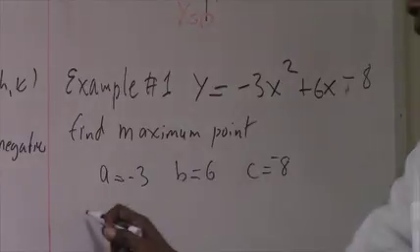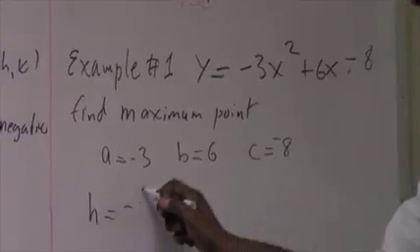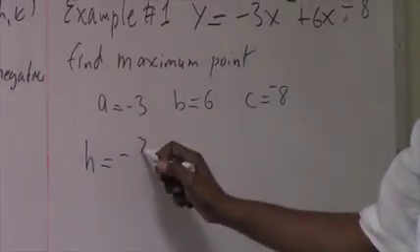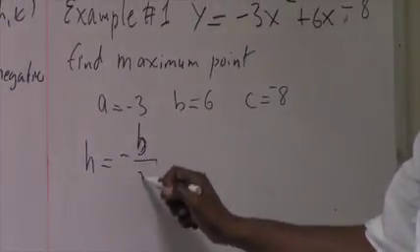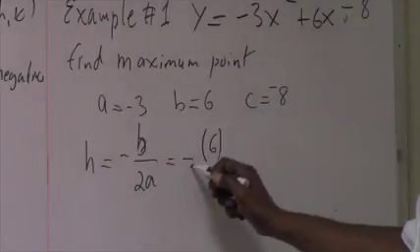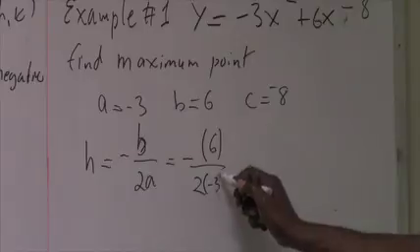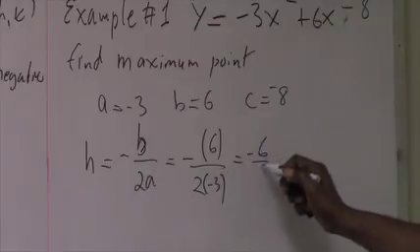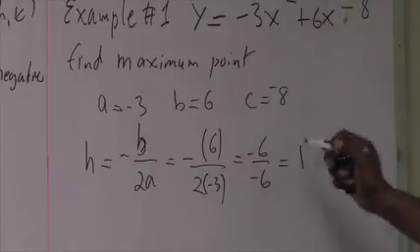To find h, we do h equals negative b over 2a. So I have negative 6 over 2 times negative 3. So I have negative 6 divided by negative 6. That's going to give me positive 1.